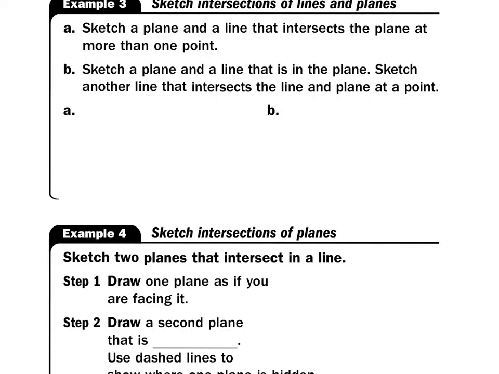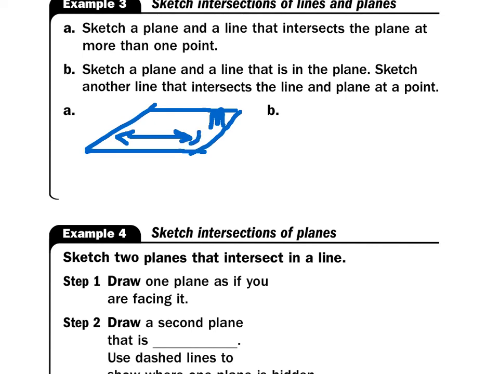Okay, sketching. Sketch a plane and a line that intersects the plane at more than one point. If we have a piece of paper and we poke a pencil through it, that'll just be intersecting at one point. So what we need to do is lay the pencil on top of the paper. So we draw it something like this, and we usually go ahead and label everything. So this is plane M, and this would be line, let's say line L.